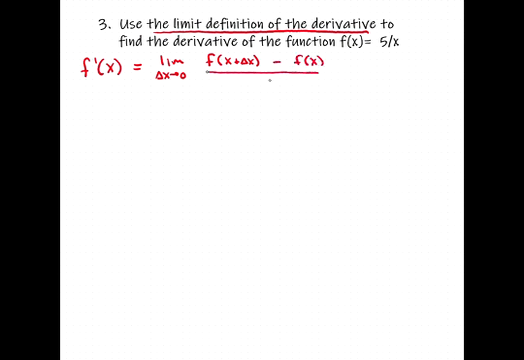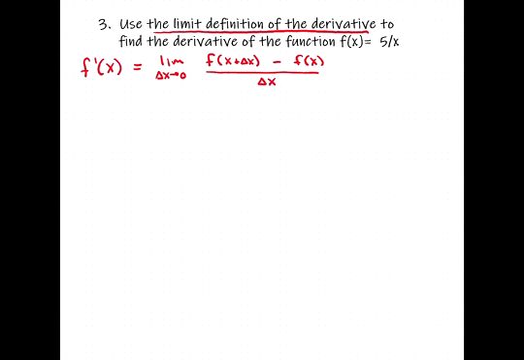Use the limit definition of the derivative to find the derivative of the function f of x equals 5 over x. Okay, so the limit definition of the derivative, that is f prime of x, is equal to the limit as delta x goes to 0 of f of x plus delta x minus f of x all over delta x.